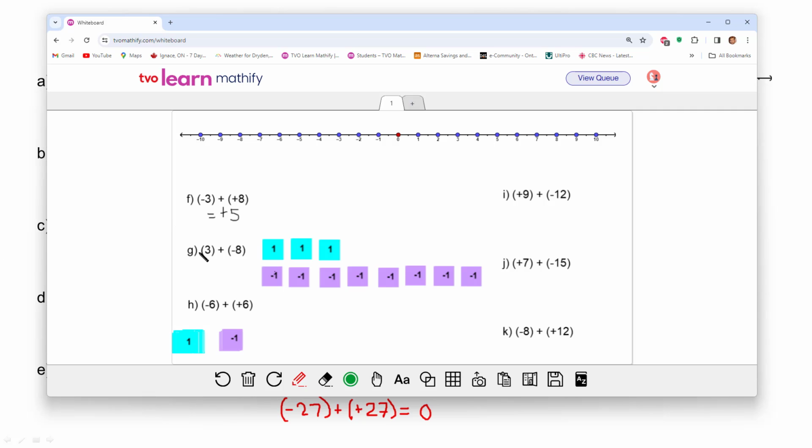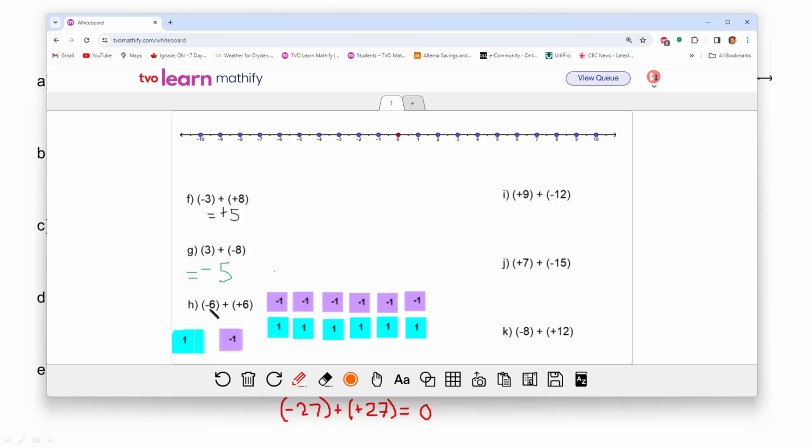Here's another one, the second one, the G. Positive 3, so there's my 3 positives. Negative 8, so there's my 8 negatives. And again, see, these pairs all add to 0. Like that adds to 0, that adds to 0, that adds to 0. So you see what I have left is 5 negatives. Remember, that was that 5 going to the left. So that's an example of why that would equal negative 5.